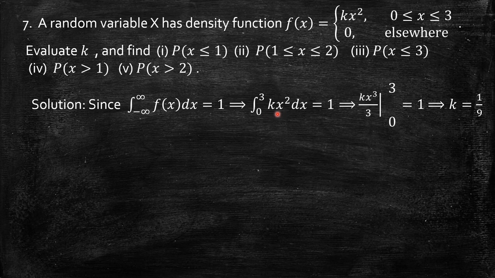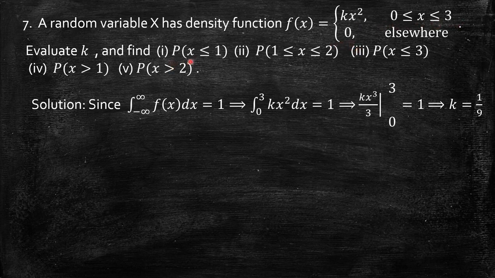So integrate kx square. The integral of x square is x cube by 3, so kx cube by 3. Apply the limits: upper limit 3 cube, 27 by 3, 9k, minus the lower limit, which anyhow is 0, it vanishes. So 9k equal to 1 means k equal to 1 by 9. Thereby I can say the PDF is nothing but 1 by 9 times x square, or x square by 9, in the interval 0 to 3, elsewhere it is 0.